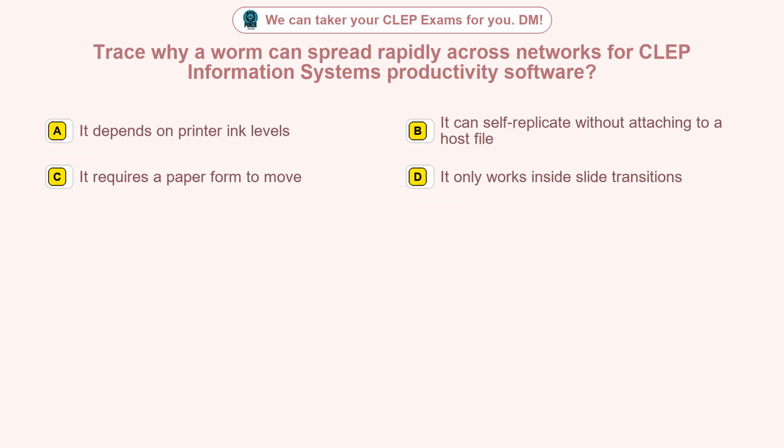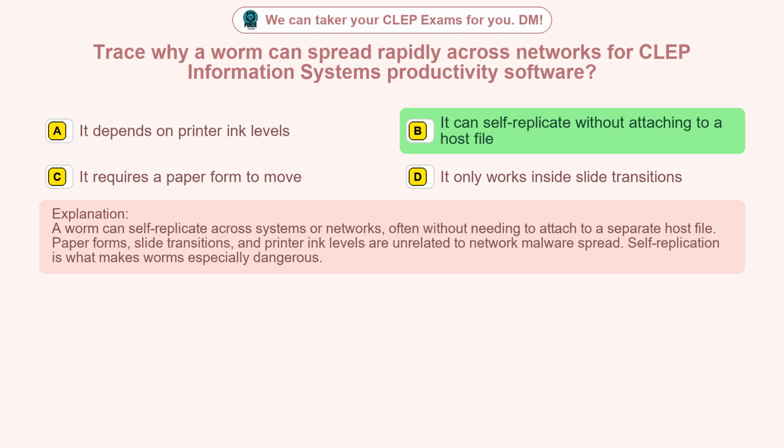Question 40. Trace why a worm can spread rapidly across networks for CLEP Information Systems productivity software. Option A. It depends on printer ink levels. Option B. It can self-replicate without attaching to a host file. Option C. It requires a paper form to move. Option D. It only works inside slide transitions. The correct answer is option B. It can self-replicate without attaching to a host file. A worm can self-replicate across systems or networks, often without needing to attach to a separate host file. Paper forms, slide transitions, and printer ink levels are unrelated to network malware spread. Self-replication is what makes worms especially dangerous.